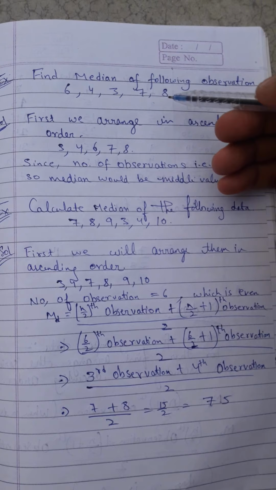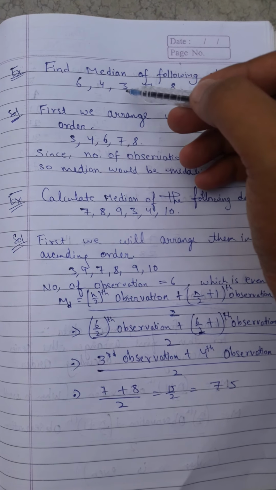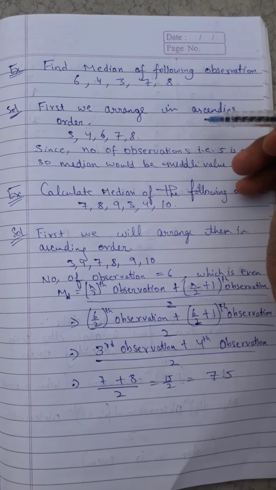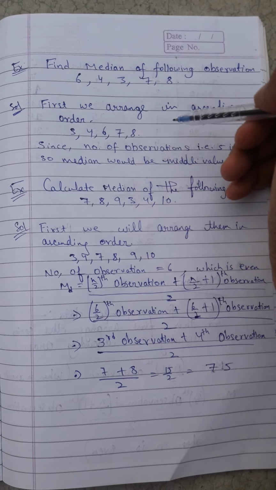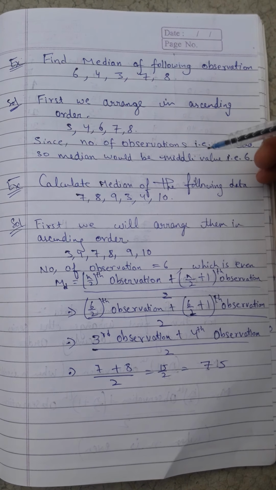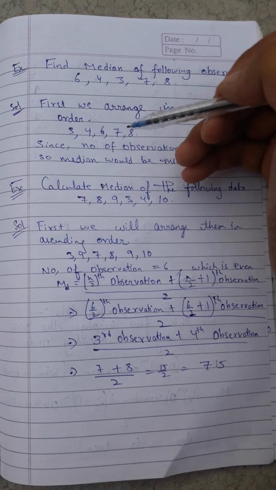Our first example is: find the median of the following observations, where the digits are 6 4 3 7 8. First we arrange in ascending order: 3 4 6 7 8. Since the number of observations, that is 5, is odd, the median would be the middle value, that is 6.